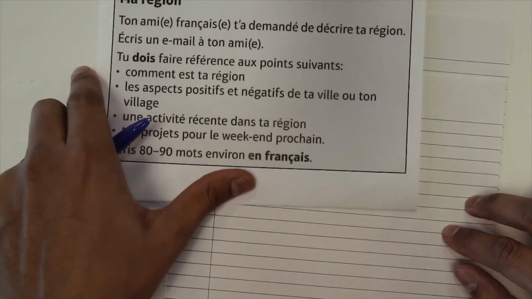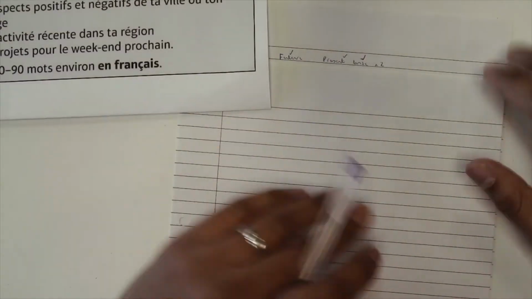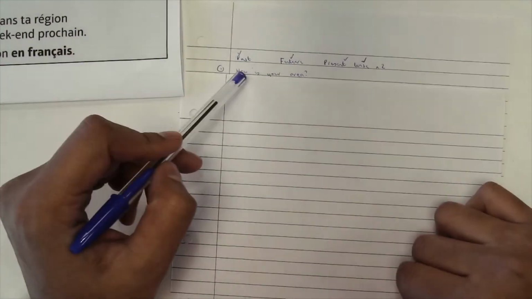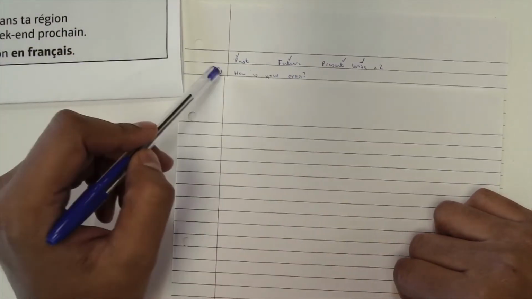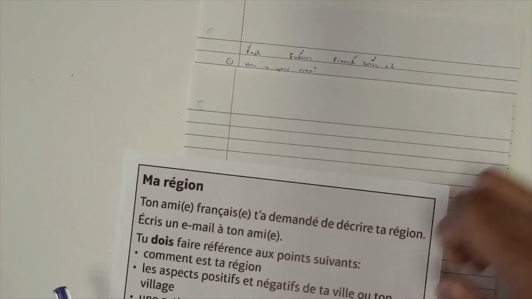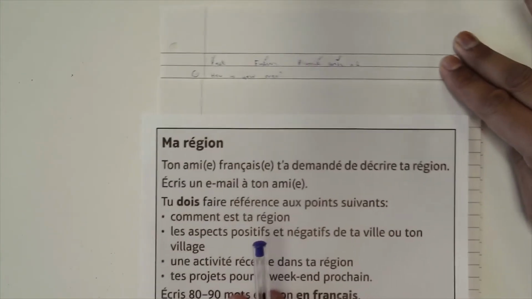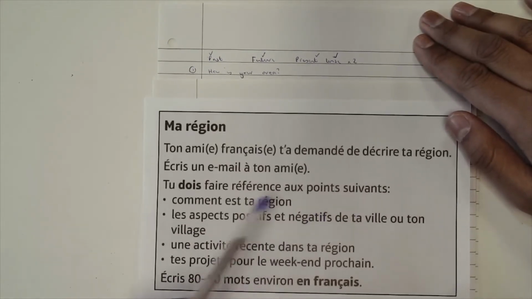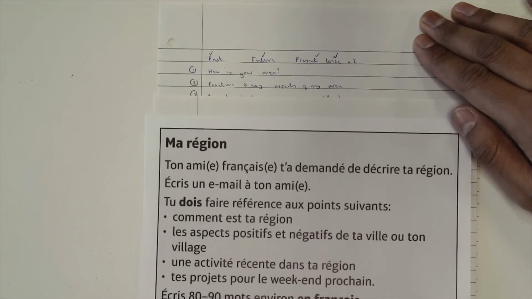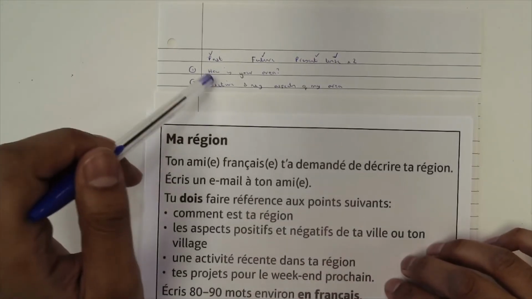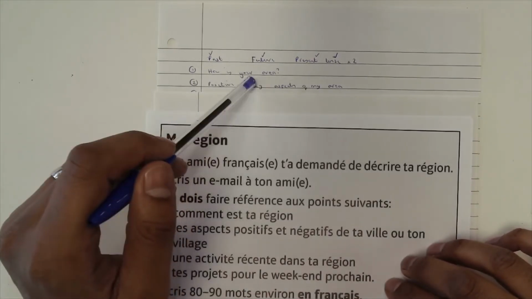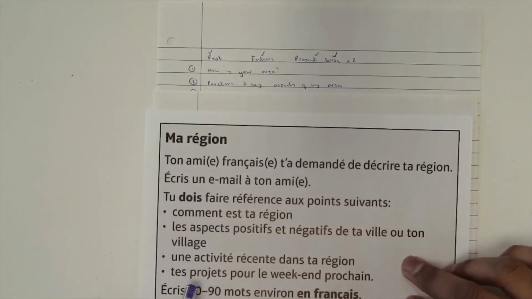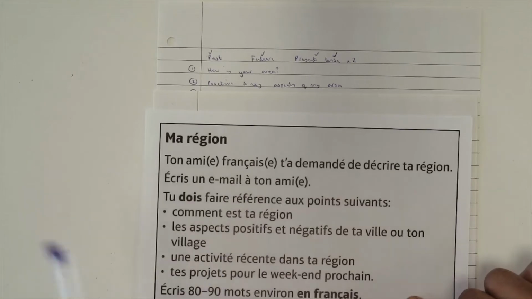So if we look at the first bullet point, it says comment est ta région. I know that means how is your area. So I know that is present tense, but it's not how is, it's not how was. That's bullet point 1 worked out. Bullet point 2 is les aspects positifs et négatifs de ta ville ou ton village. So I'll read it: positive and negative aspects of your town or village. I wrote that down there. Again, I know it's positive and negative aspects, nothing to do with a different tense, so that's 2 versions of the present tense done.